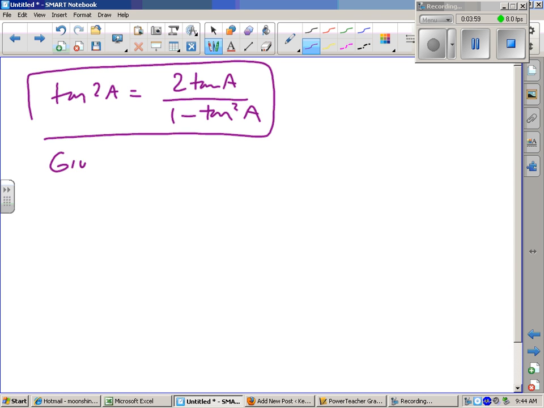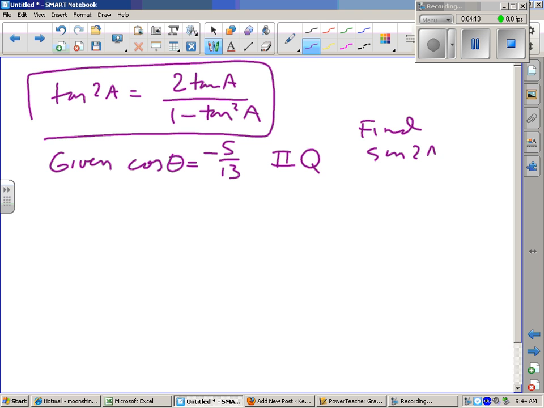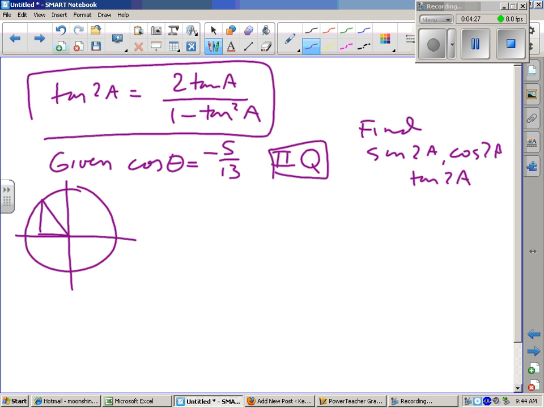If you are given that the cosine of theta is negative 5/13 and it's in the second quadrant, I want you to find sine 2a, cosine 2a, and tangent of 2a. All right, when they tell you the quadrant, that's your clue that you probably should draw it and put a triangle in there. So second quadrant. Cosine, remember, is x over r. So this is negative 5, this is 13. It's a 5, 12, 13 triangle, so now we know what y is.